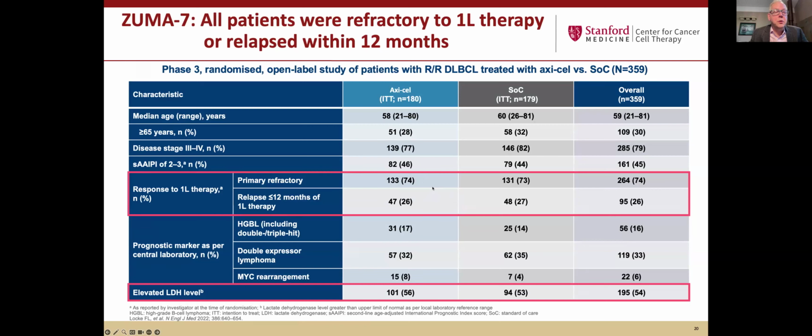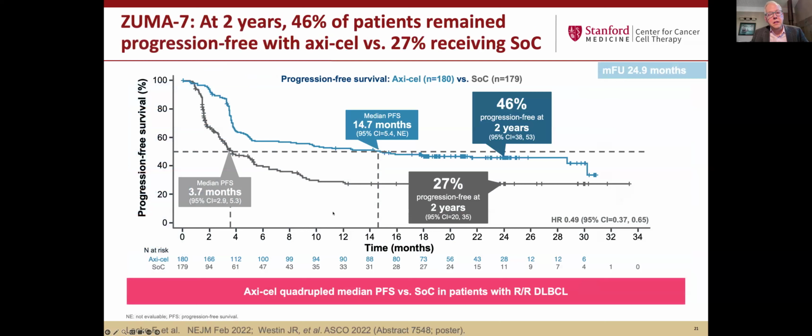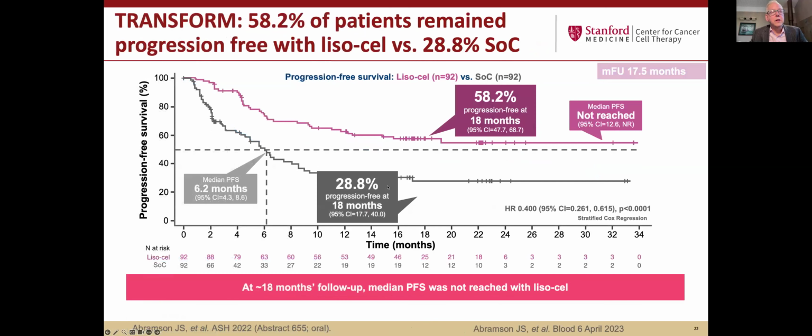They enrolled mostly patients who had refractory disease. That is, they still had measurable cancer on their PET scan at the end of the induction CHOP chemotherapy. And they had equal numbers of patients with high-grade disease or MYC rearrangements. And the results were not subtle. Here we show the ZUMA-7 axi-cel results, where 46% of the patients remained progression-free with axi-cel versus only 27% receiving chemo with an intent to go to transplant, or standard of care. And likewise, liso-cel in the TRANSFORM study showed 58.2% remaining progression-free with liso-cel versus 28% with standard of care.